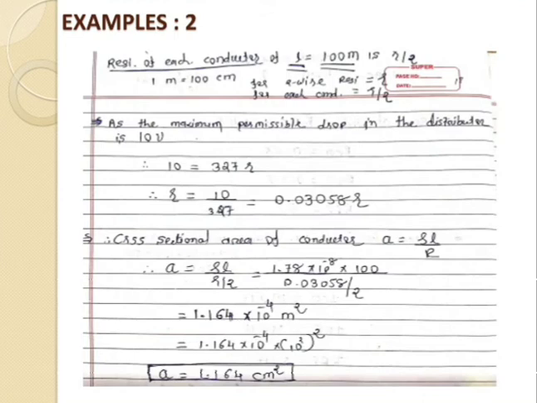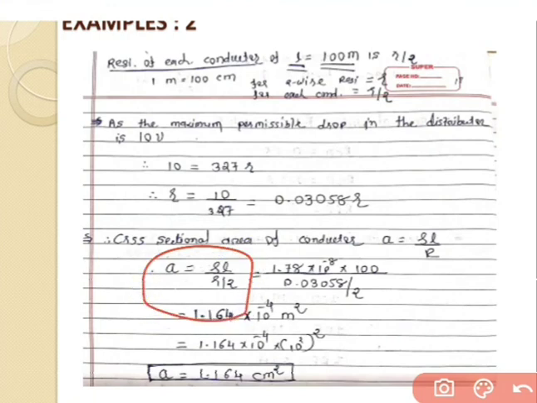Whenever in an example we calculate the value of resistance, that is for the 2 wires, and when we calculate the cross sectional area, that is for 1 wire. That's why R is divided by 2. So A is equal to rho L divided by R by 2.